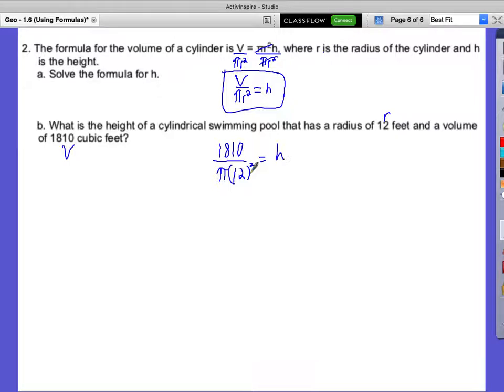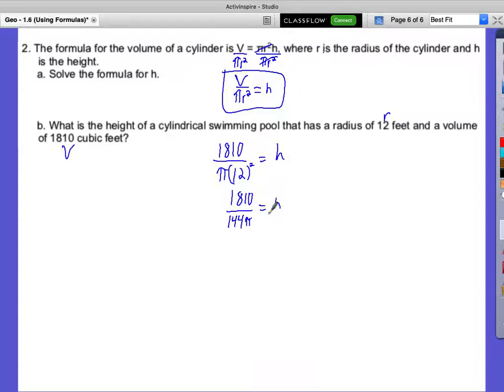Okay. So now to solve this, I would say, okay, 1810 is equal to, what's 12 squared? 144. Okay. Now oftentimes we'll write the pi after it. So we say 144 pi. If you write pi times 144, it's not technically wrong. We just normally write pi after it.